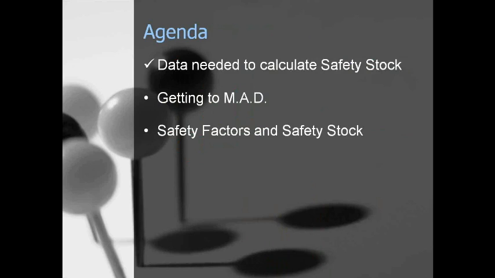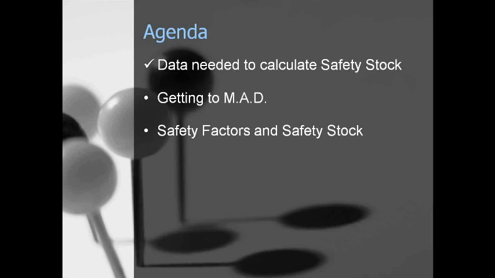So those are the data requirements. Remember, we need a forecast by period of what we expect to sell. We need information about what we actually shipped against that forecast by period. And we need management to tell us what service level we are trying to achieve. From there, we move on to the next step.